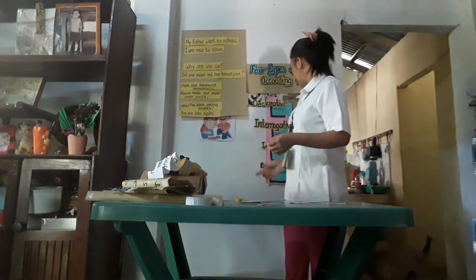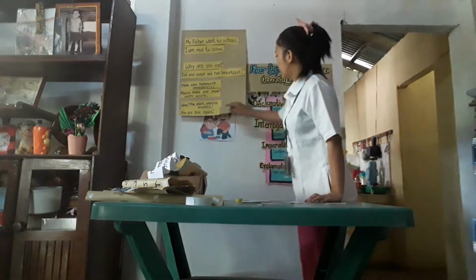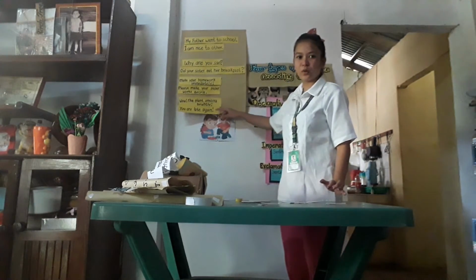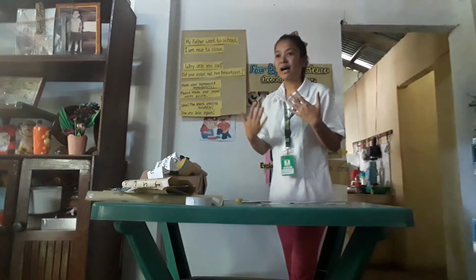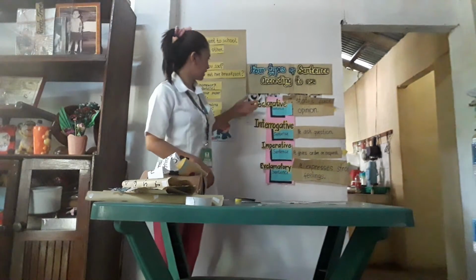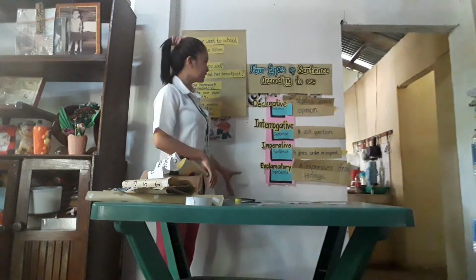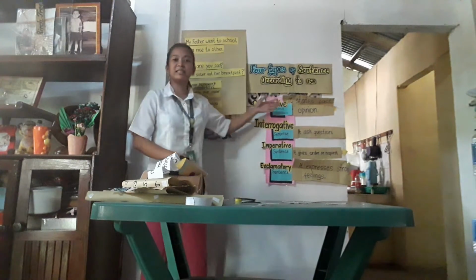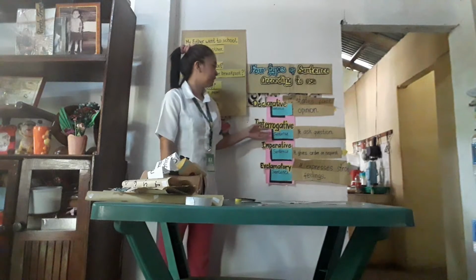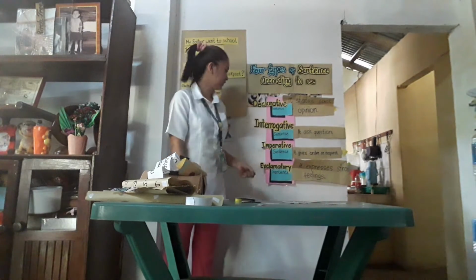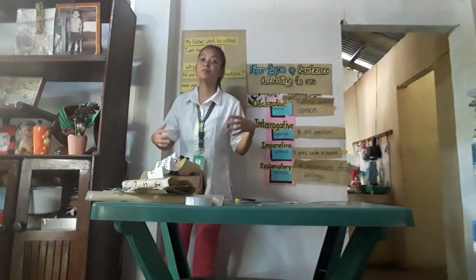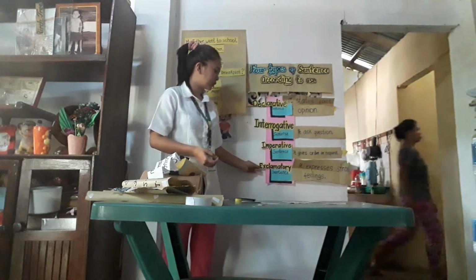So why does it become an exclamatory sentence if I describe you as late again? It's because there's an exclamation point. You are late again! I express anger. I am mad when I say you are late again. So that is our four types of sentence according to use: the declarative that states a fact or opinion, the interrogative that asks questions, the imperative sentence that gives an order or command, and the exclamatory sentence that expresses strong feelings.